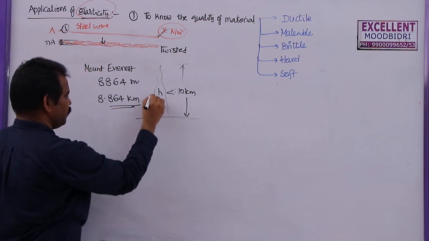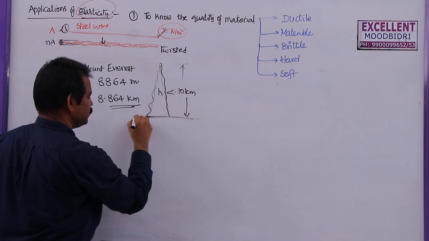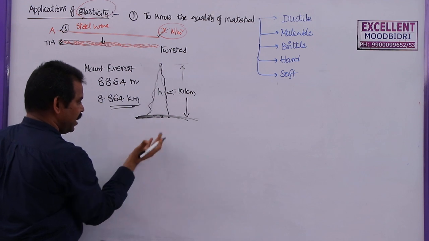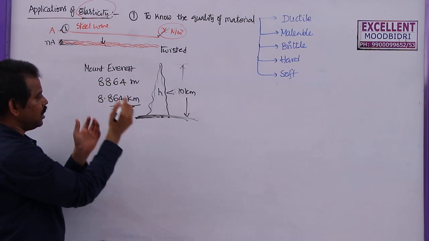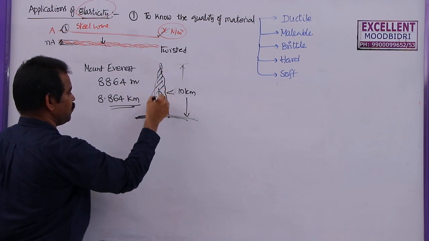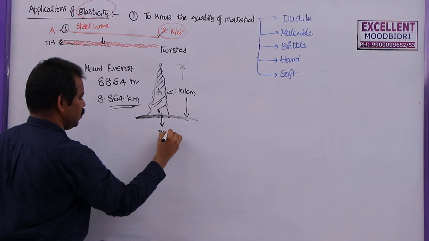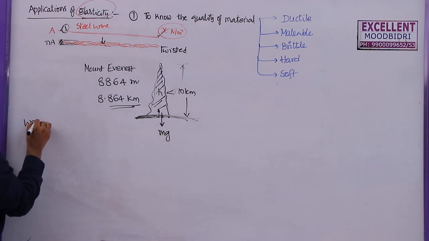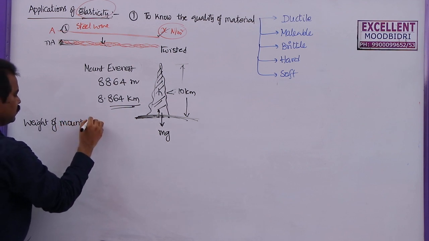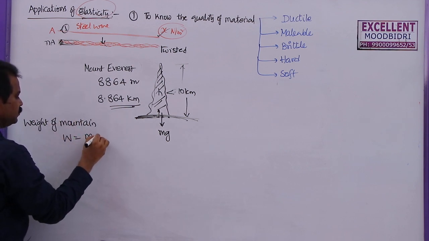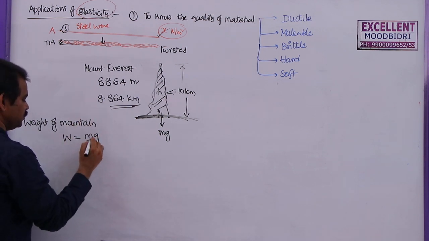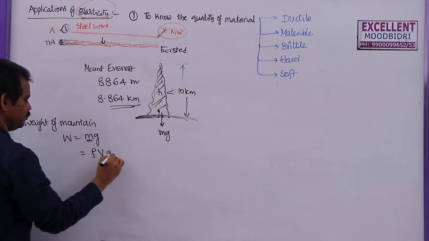Now here, when a mountain is on the surface of earth, the bottom rocks have to apply some force on this mountain to keep it in this position. But the entire weight of the mountain acts vertically downwards. So what is the weight of the mountain? Weight is given by mg, and we know that density is equal to mass by volume, so in place of mass we can write density into volume into g.